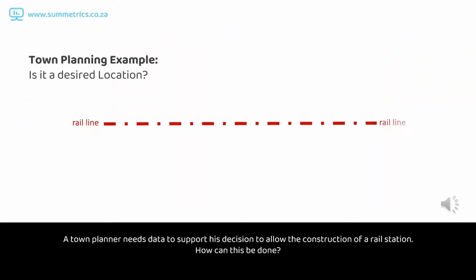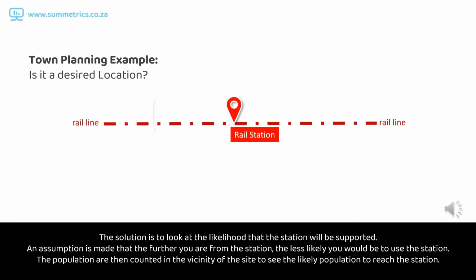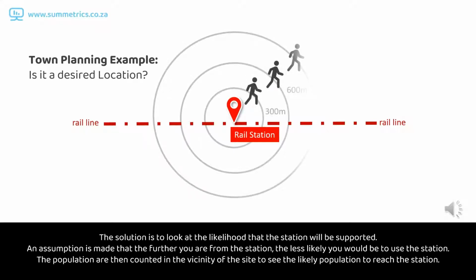The first example relates to town planning. A town planner needs data to support his decision to allow the construction of a rail station. How can this be done? The solution is to look at the likelihood that the station will be supported. An assumption is made that the further you are from the station, the less likely you would be to use the station. The population are then counted in the vicinity of the site to see the likely population to reach the station.